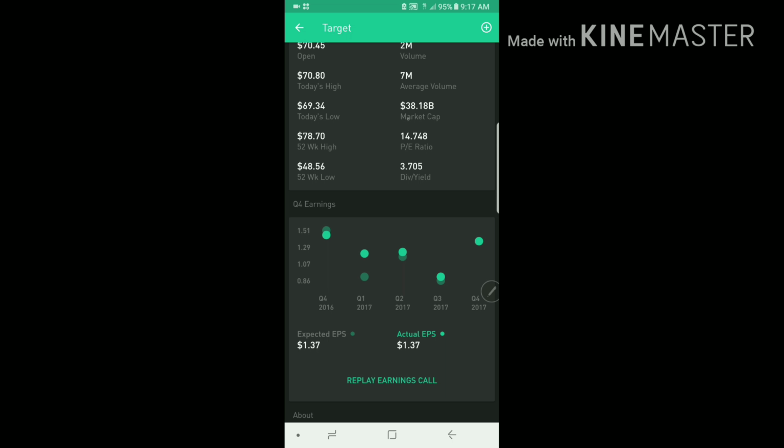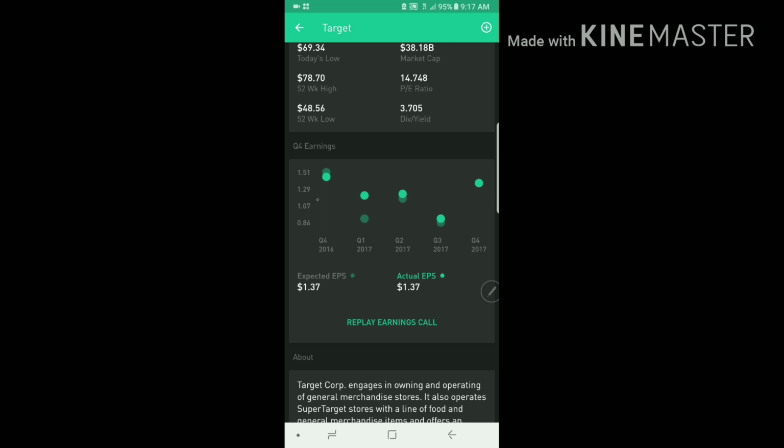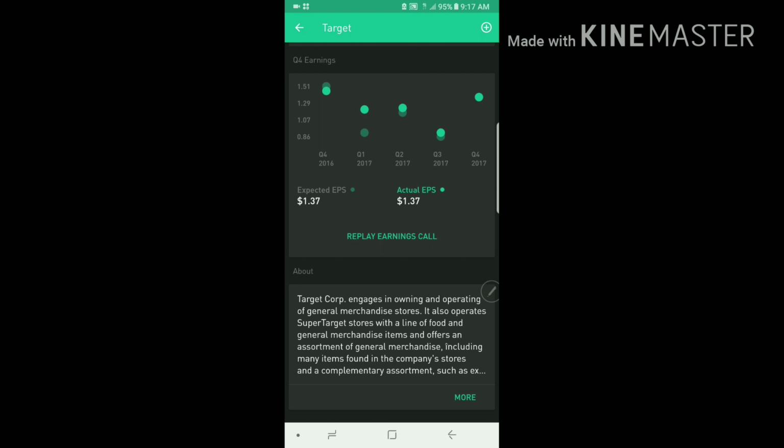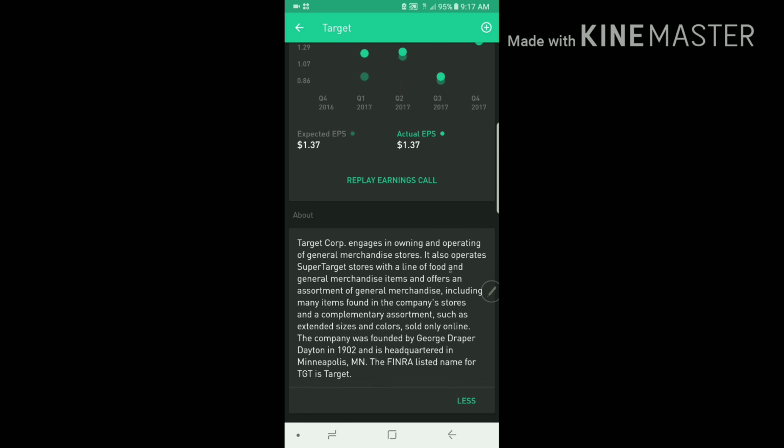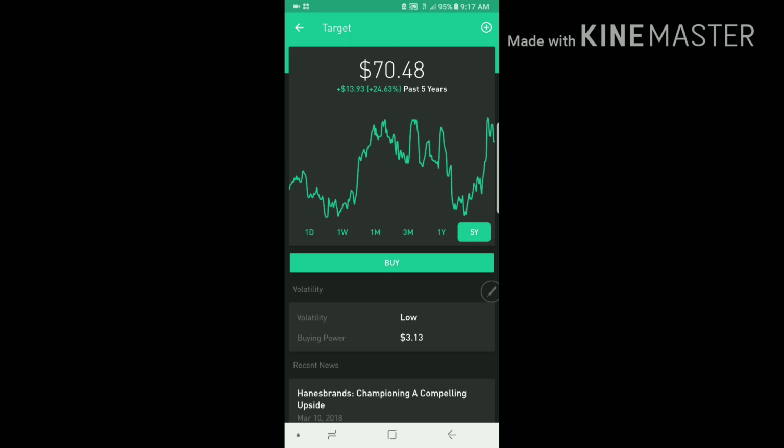You also want to look at the payout ratio. And also you could check here its earnings. So, you can see if they keep doing bad, that's not a stock you want to get into. If they're doing good, then you want to jump into it. And right here, it gives you a little bit of information about the company. And yeah, guys, it tells you the volatility is low, which means it's a pretty safe stock.